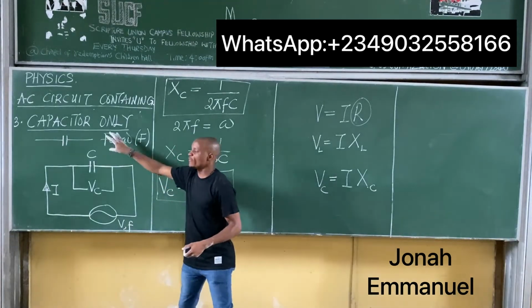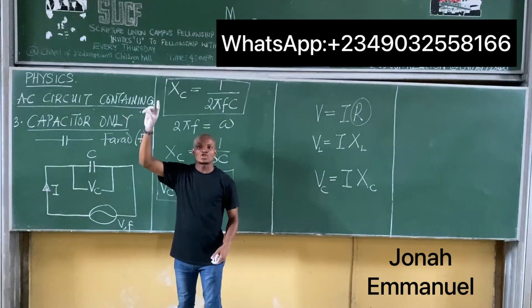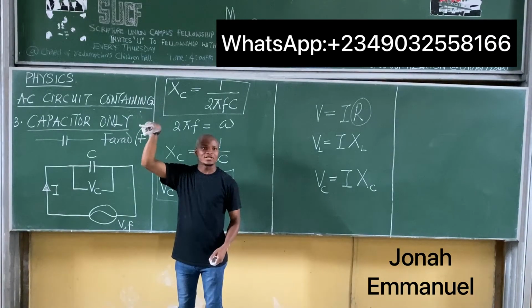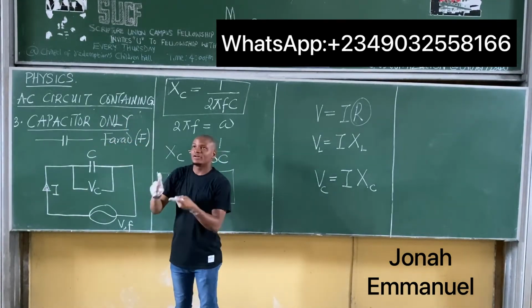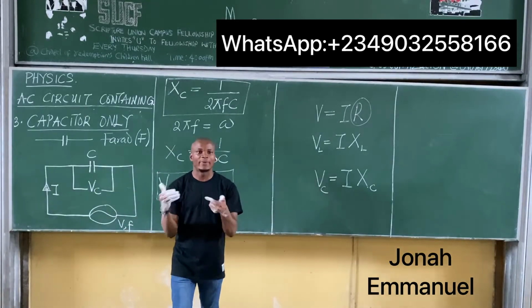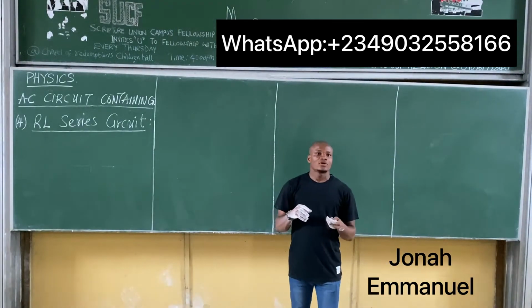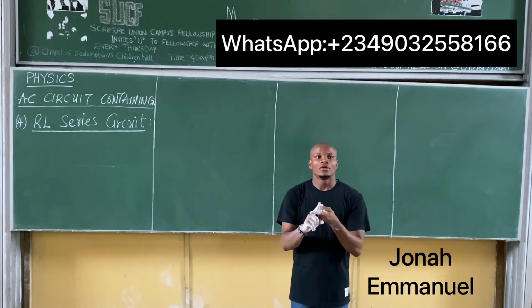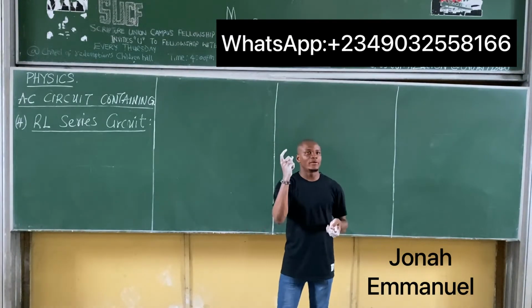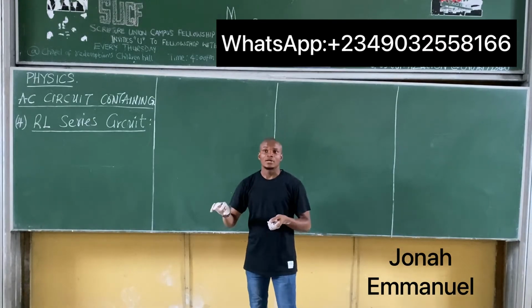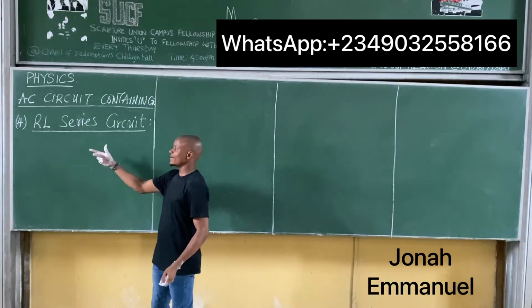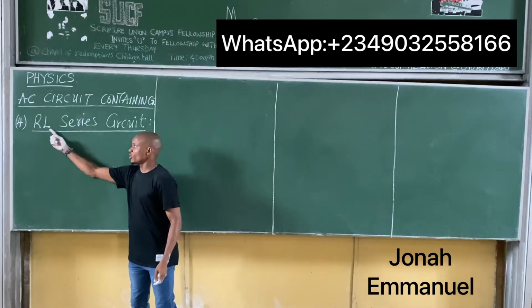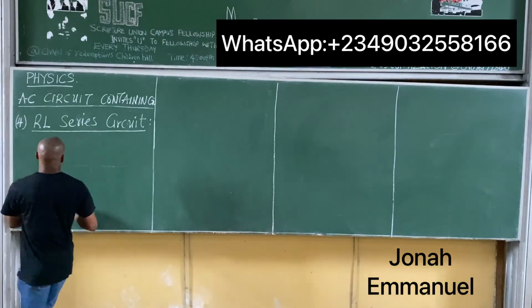Alright. Next case, please. So we've just considered AC circuit containing just one element: resistor, inductor, capacitor. Let's take them in twos. So this is number 4, AC circuit containing resistor and inductor only, combined. First we're taking resistor and inductor in series, so it becomes an RL series circuit. Here's the diagram.